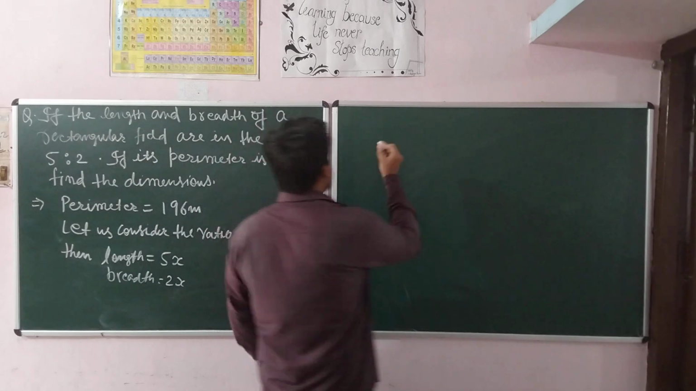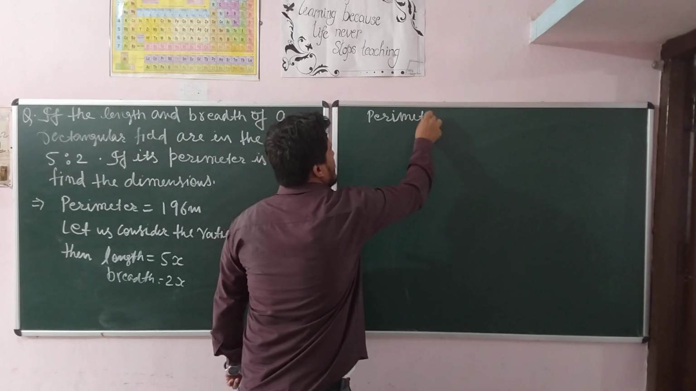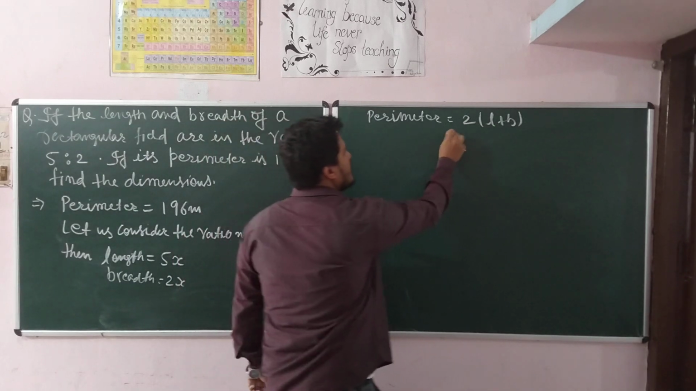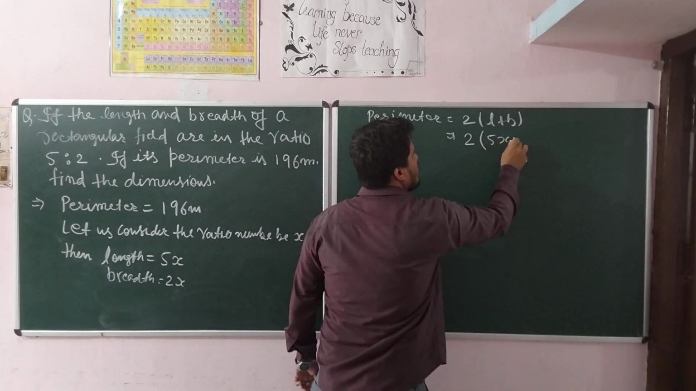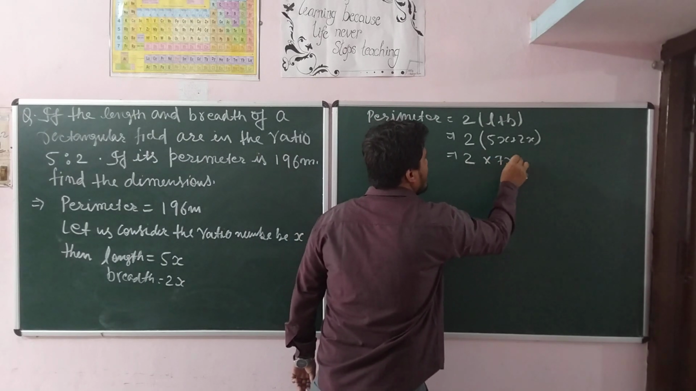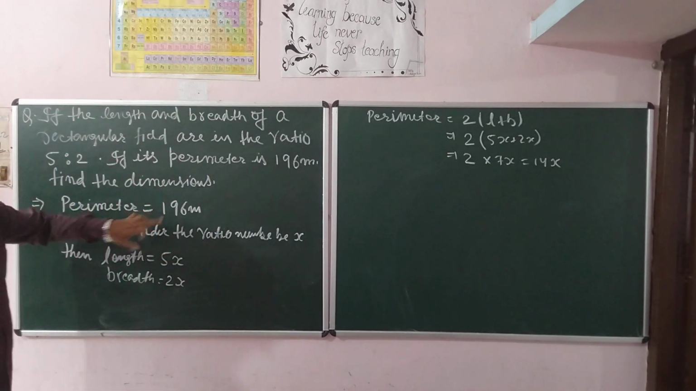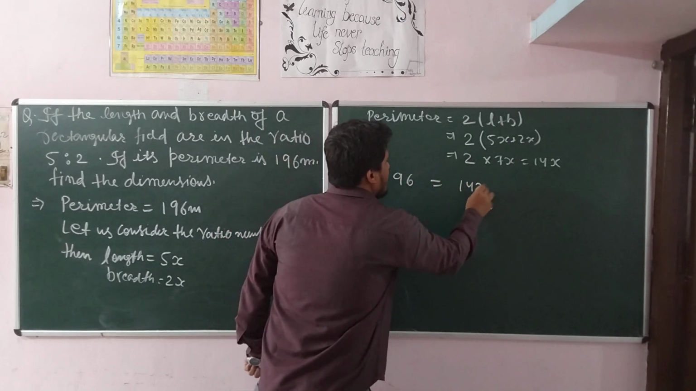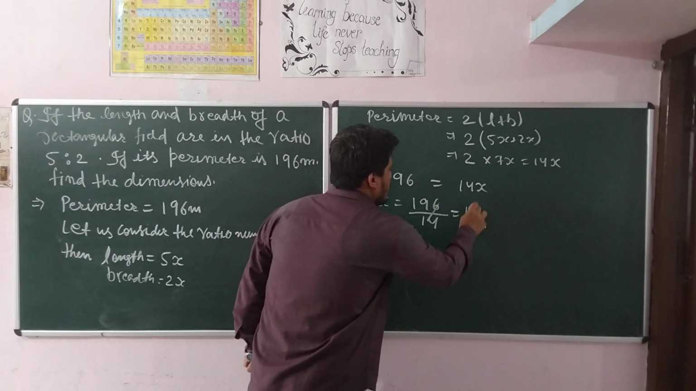Okay. Now what is the expression for finding the perimeter? That is 2 into (L plus B). Now put the value of L and B in this expression: 2 into, what is the value of L? That is 5x. And what is the value of B? That is 2x. And 2 into 7x, that is equal to 14x. Now perimeter is given, that is 196 meter. So 196 is equal to 14x. x is equal to 196 by 14, that is 14.